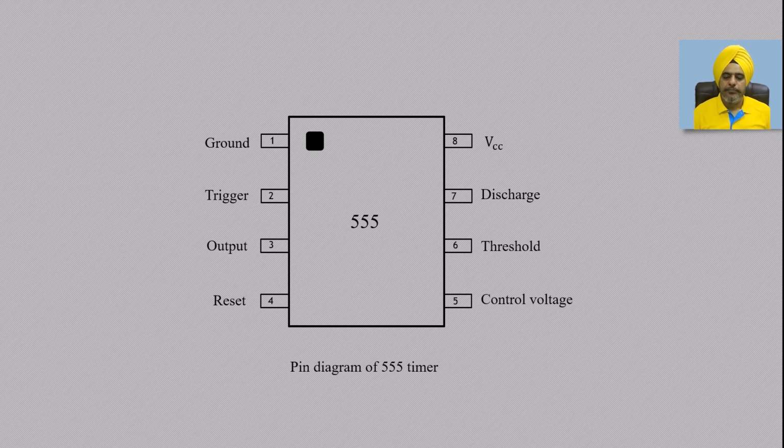This is the pin diagram for the 555 timer. Pin number 1 is ground, 2 is trigger, 3 is output, 4 is reset, 5 is control voltage, 6 is threshold, 7 is discharge, and 8 is VCC.